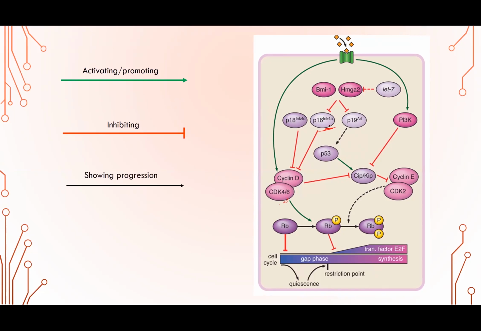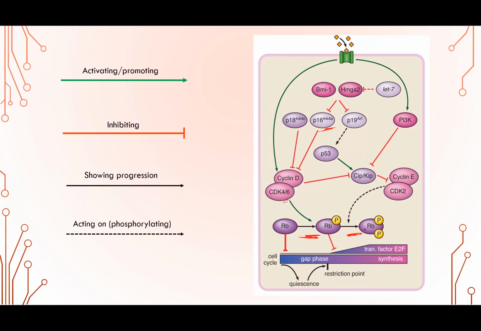And then this black arrow over here, these are showing progression. So these aren't three different molecules. It's the same molecule RB, but it's showing that when CDK4/6 phosphorylates it, it has one phosphate now, but it's the same molecule. It's not a different protein. And then the next one again shows now it has two phosphates. So this one is showing progression. It's not showing activation or anything, just progression. So the first RB, no phosphates, then it has one phosphate, and then it has two phosphates.